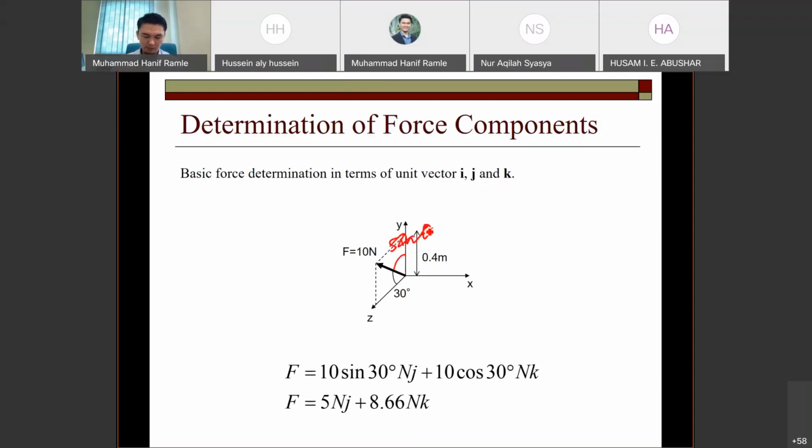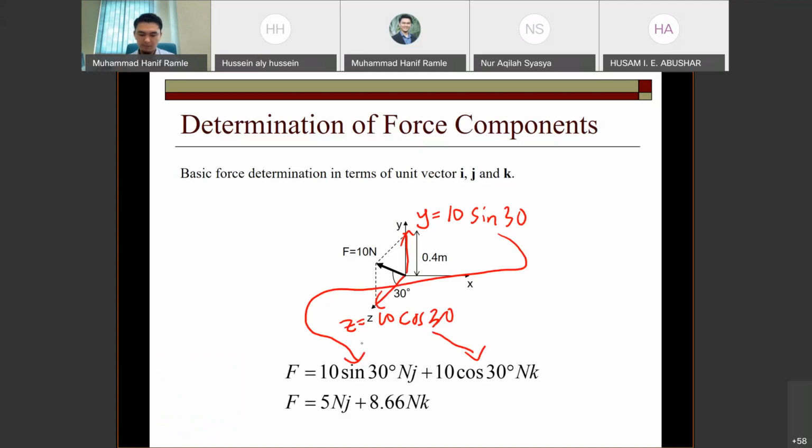Sorry, not this one. This component y is equal to sine theta, and this one is of course z, cos theta. All right, you will get this final answer. I think it is very simple for you.